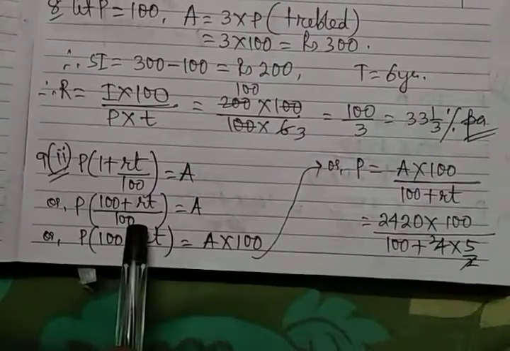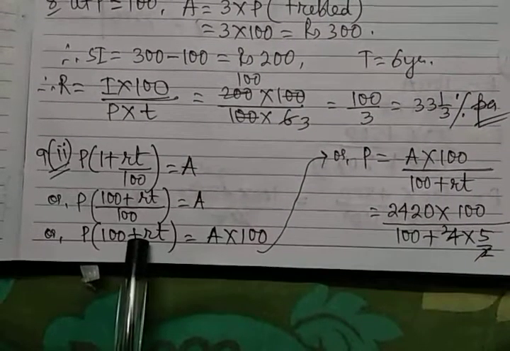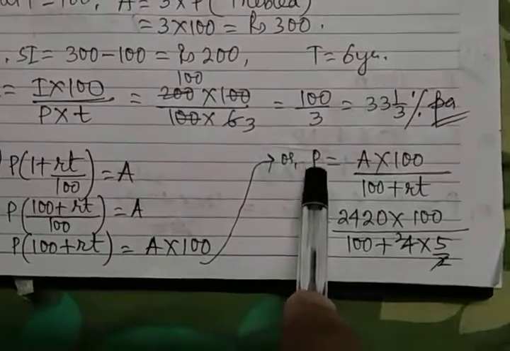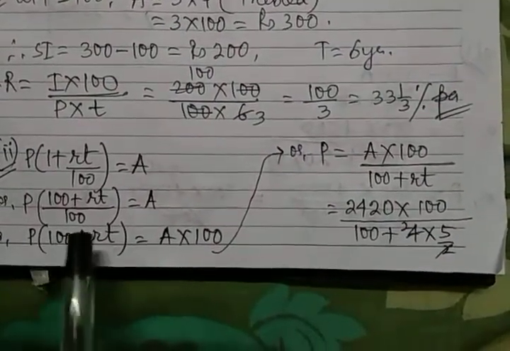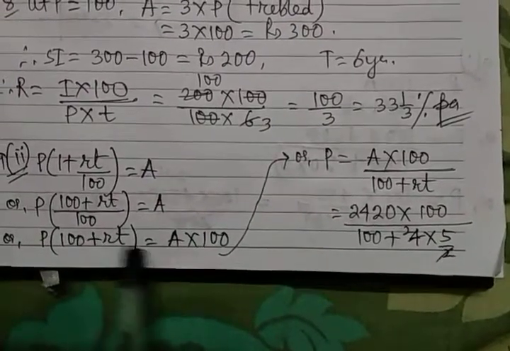Then in the next step when you cross multiply, this 100 will go that side. So you get P into the bracket, and the bracket will be A into 100. The next step, when you look for P, this bracket will come down. Something like 5x equal to something: when you look for x, then that 5 comes down.